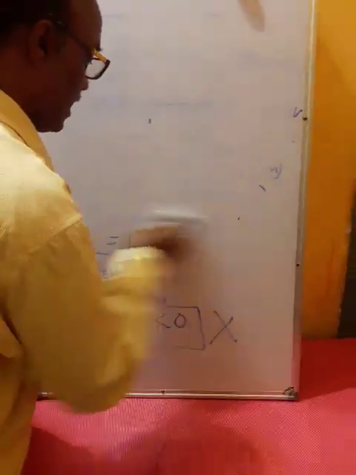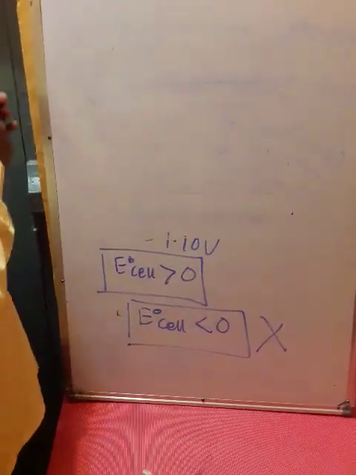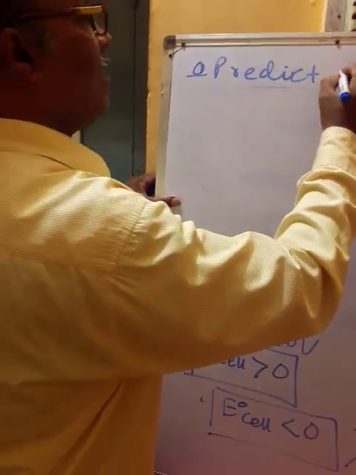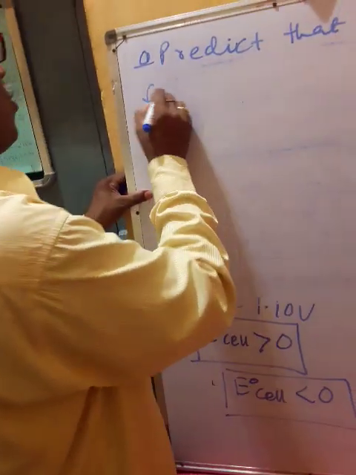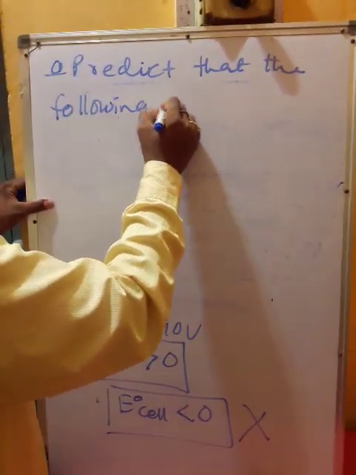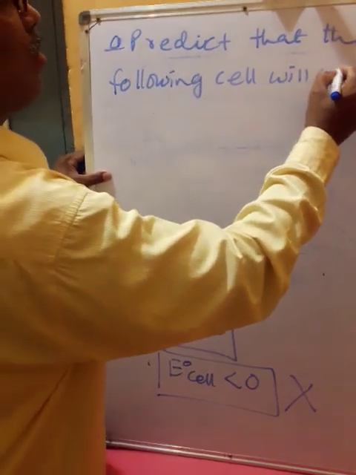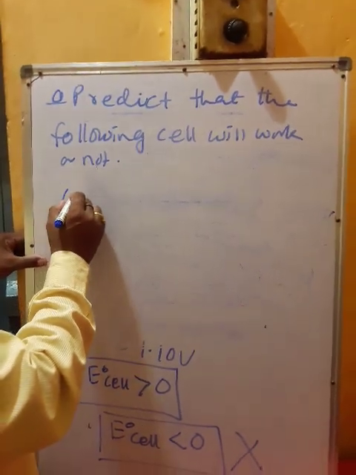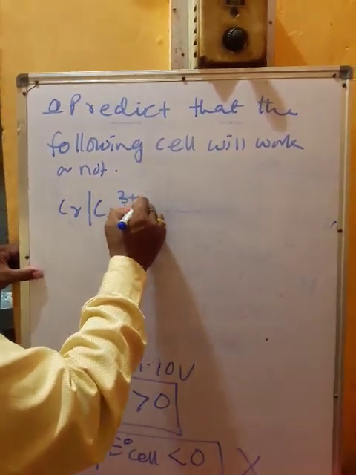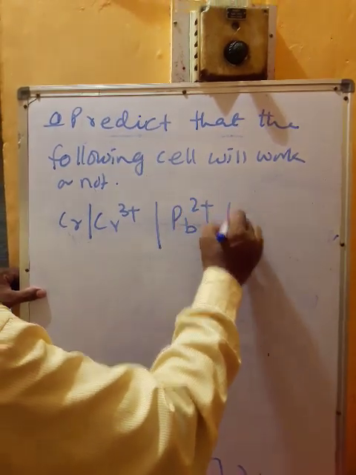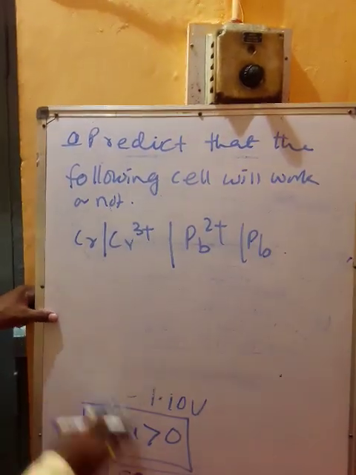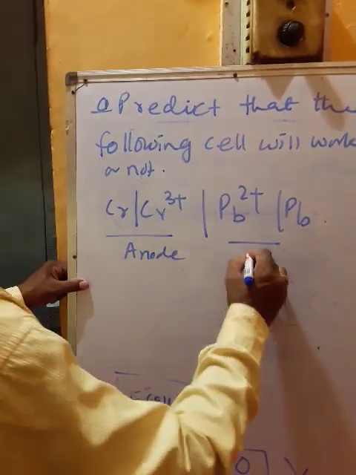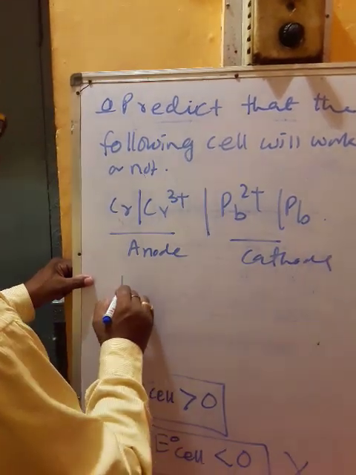Now we will discuss question number 1. Predict whether the following cell will work or not, whether it is feasible or not. The cell is Cr/Cr3+ || Pb2+/Pb. Here is the anode, and here is the cathode. Now E° cell is equal to E° cathode minus E° anode.